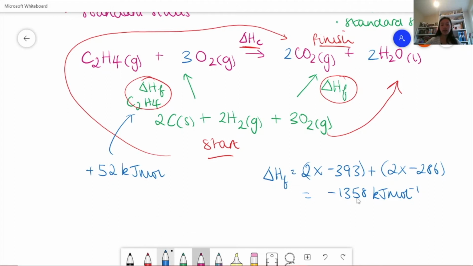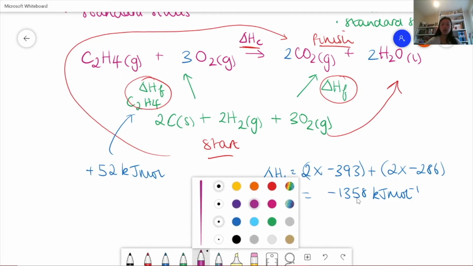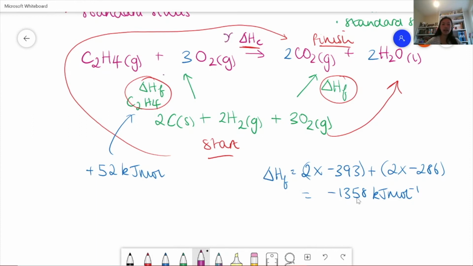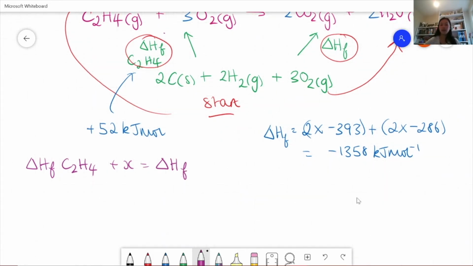So if we call this x because we don't know it, and then we use these two, we then have delta HF of C2H4 plus x equals the delta H of formation of this bit. So we then have plus 52 plus x equals minus 1358. And then you rearrange to find x.